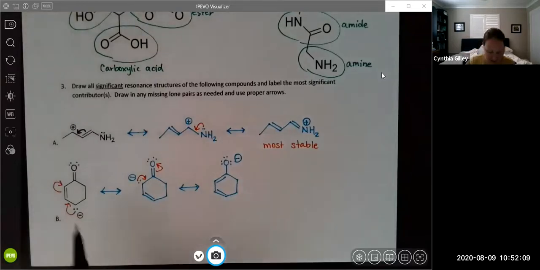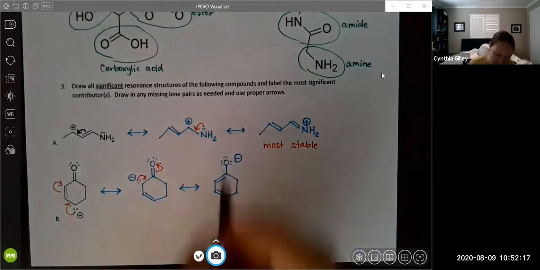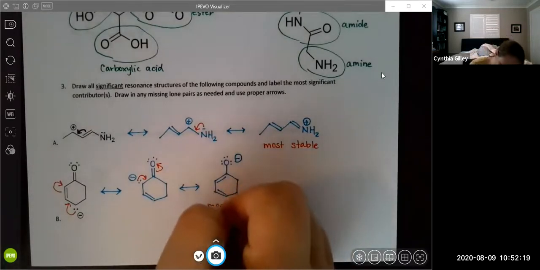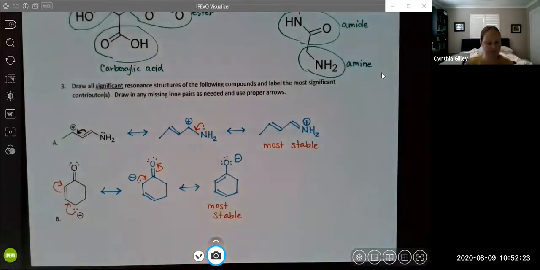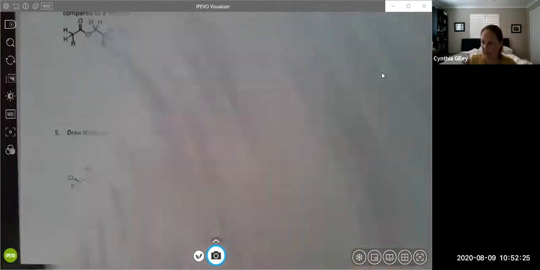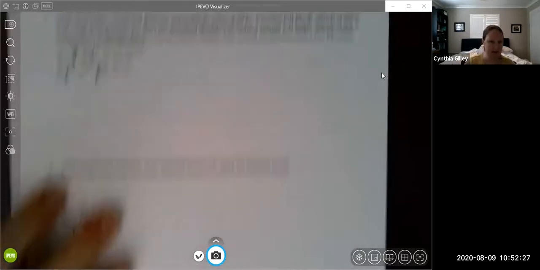Okay, the most stable, right? So the lone pair, if you have to have it, is more stable on a more electronegative element. So it's more stable on oxygen versus carbon, right? So this one is the most stable. Okay, continuing with resonance on the next page.